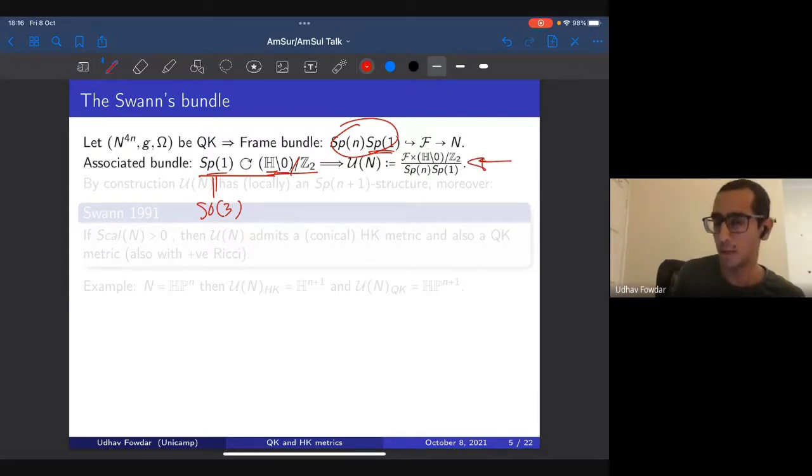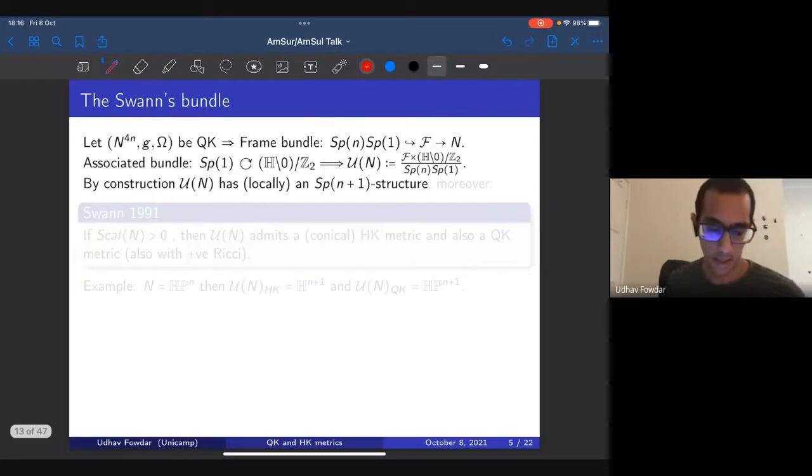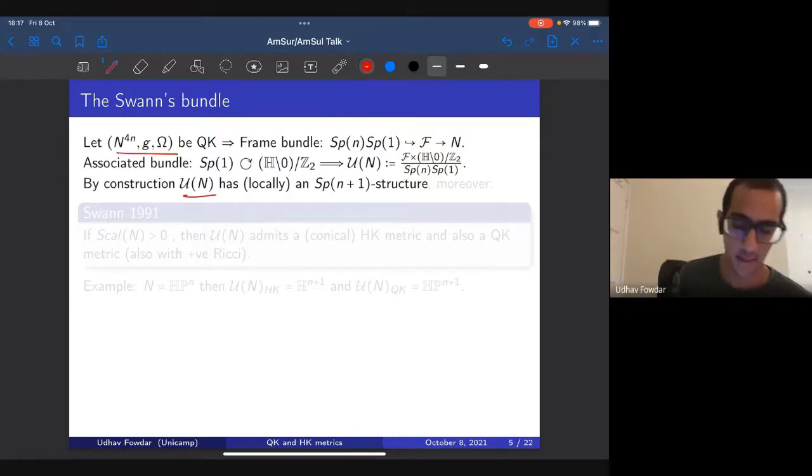So you should really think of the Swann bundle as being essentially an R^4 bundle over your Quaternion-Kähler manifold. Okay, so this is what is known as a Swann bundle. Now, by construction, the Swann bundle has locally an Sp(n+1) structure. So where does this come from? Well, there is a Quaternion-Kähler manifold. Locally, you can pick a triple of two-forms, omega-1, omega-2, omega-3, so you get locally an Sp(n) structure. And the fiber essentially is H, which has an Sp(1) structure. So it's trivially just flat space fiber-wise, so it has an Sp(1) structure. So the product of these two groups is surely contained inside Sp(n+1). So it has an Sp(n+1) structure.